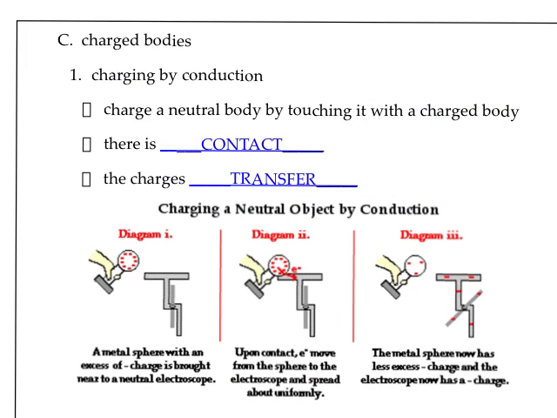Whenever we do have a charged object, there are two ways we can look at how something gets charged. The first one is called charging by conduction. And this is where we take a neutral body or some kind of object that's not charged in any way, and we touch it with something that is charged. So there's physical contact. So you can think conduction has contact. And those charges will actually transfer from one object to another. So I have a picture for you down here.